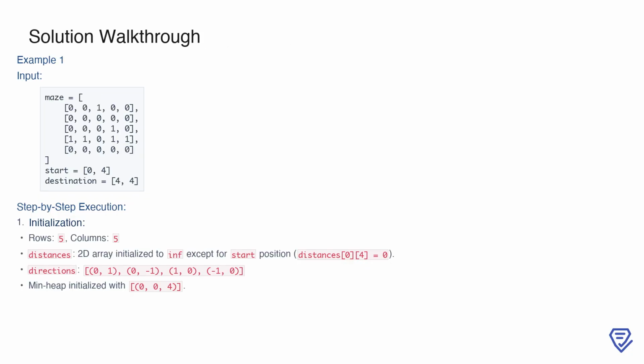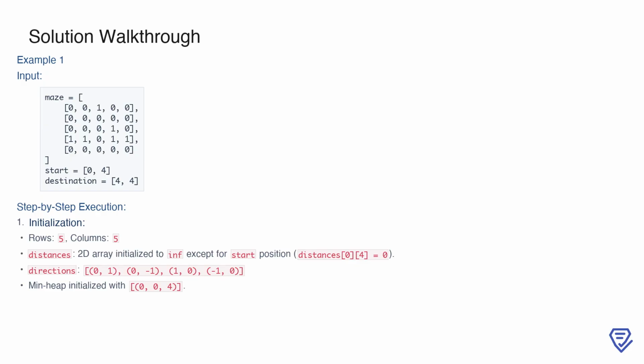Let's start with the first example. The maze is represented as a grid where 0 indicates an open path and 1 indicates a wall. The starting position is 0, 4, and the destination is 4, 4. First, we initialize the problem variables. The maze has 5 rows and 5 columns. A distances array is created to keep track of the shortest distance to each cell, with all values initially set to infinity, except for the start position, 0, 4, which is set to 0.